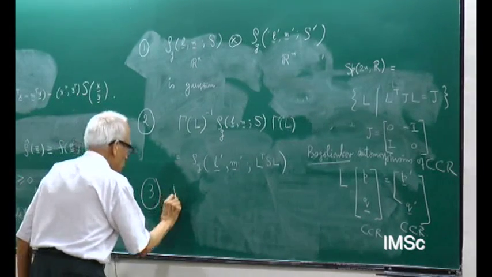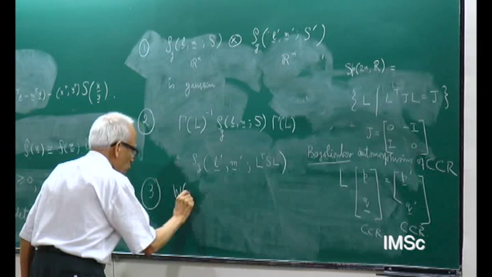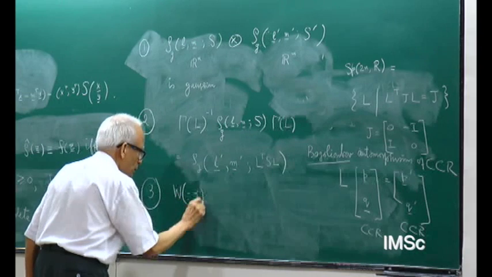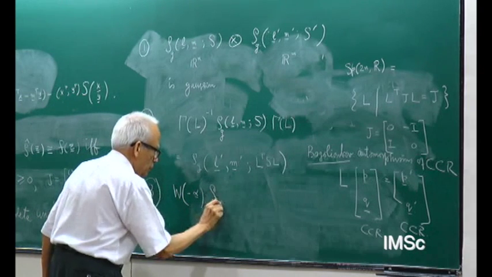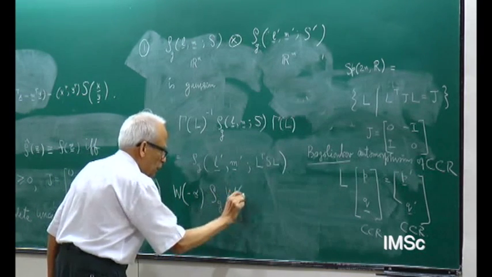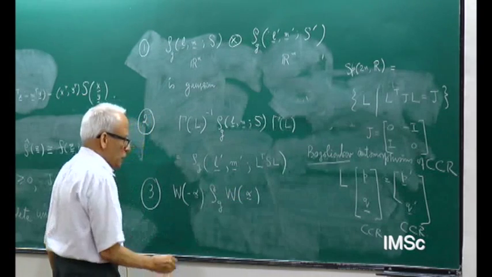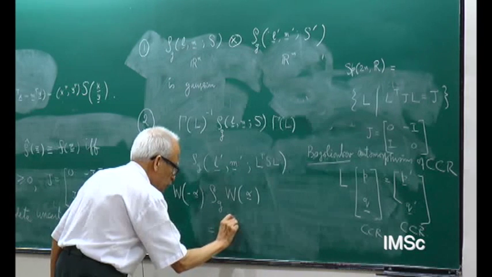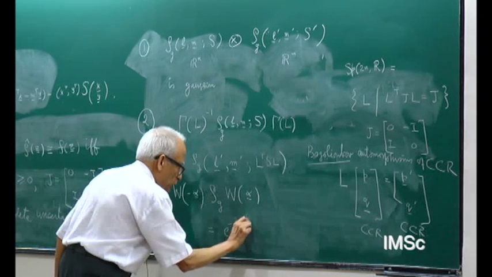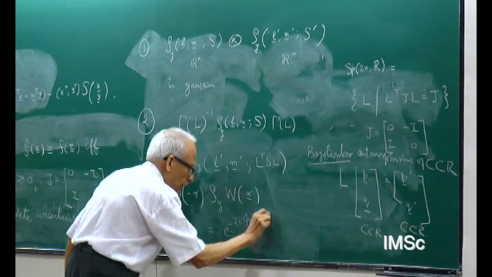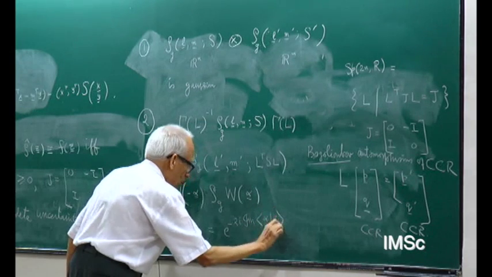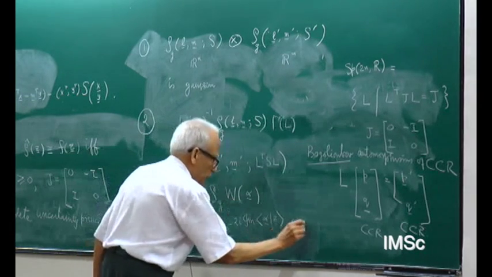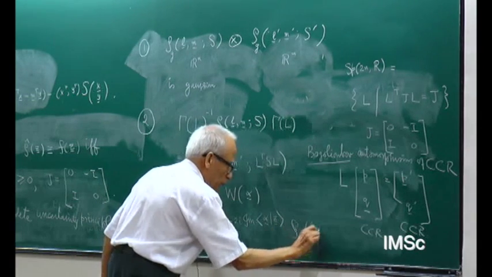Three, if you take W alpha inverse rho G W alpha, that is the Weyl operators, this is simply e to the power minus 2i imaginary part alpha Z multiplied by rho G, the rest remains the same, rho G L M S.